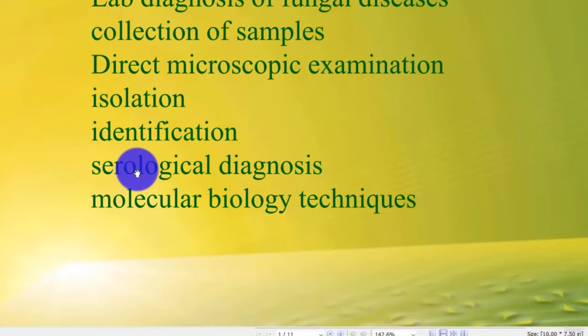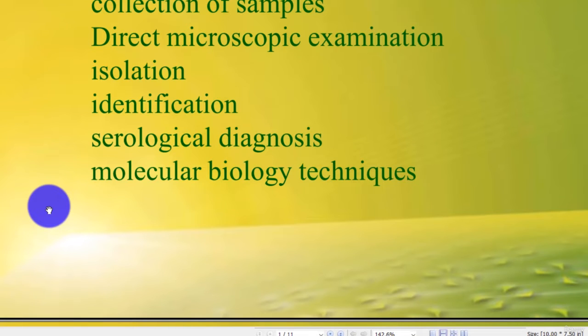Firstly, we collect the sample, then we can examine it under the microscope. Isolation and identification by culturing. Serological diagnosis by taking blood samples and testing for the antigen or antibody. Molecular biology technique, PCR, for Candida and Aspergillus, the most famous and available probes.